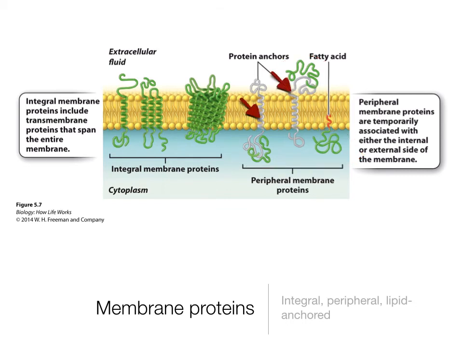You can have them attached to another protein that is itself an integral protein. So the peripheral membrane protein will be attached to either the inner face or the extracellular domain of the integral membrane protein. Or they can also have a little lipidic addition, like a fatty acid, that is added at the end of the protein and that anchors it into the membrane by means of this hydrophobic tail.